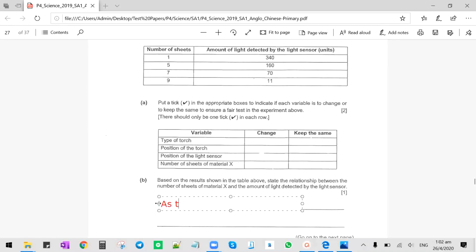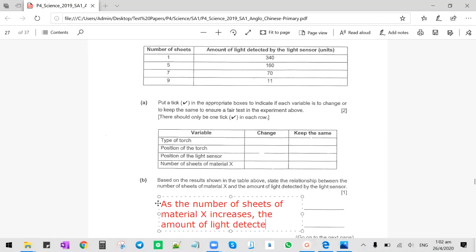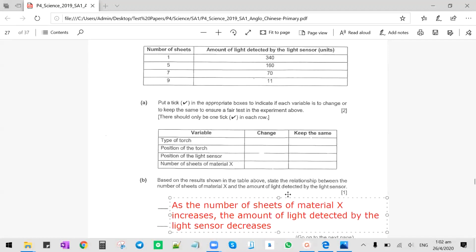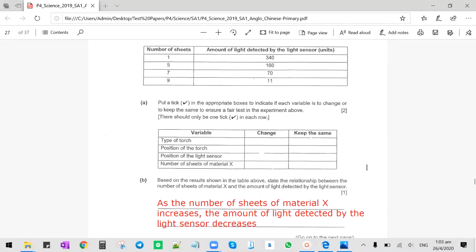So, as the number of sheets of material X increases, the amount of light detected by the light sensor decreases, right? If you see the table here, hold on, it decreases, right? As the number of sheets increases, okay?